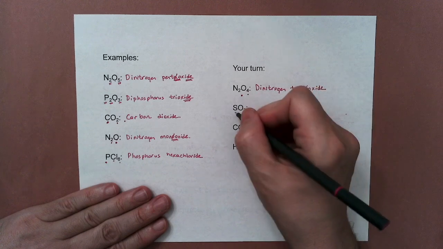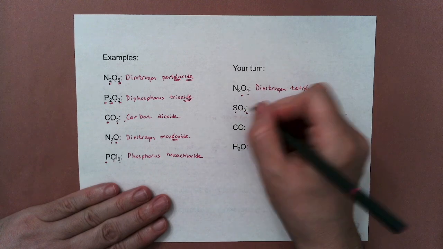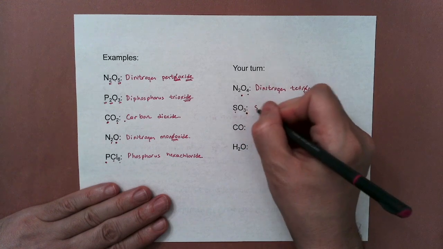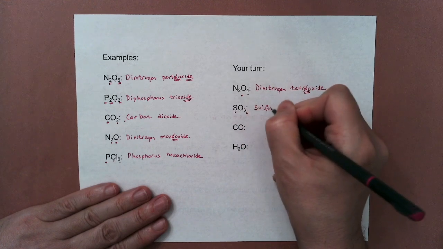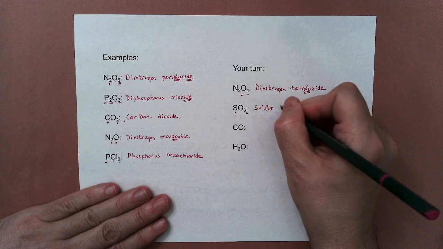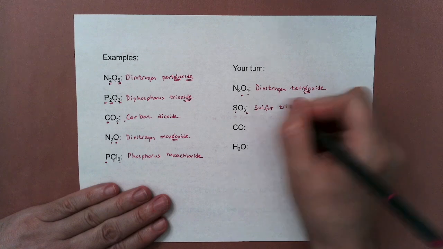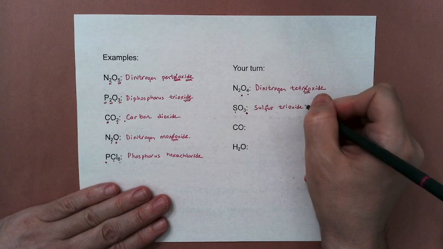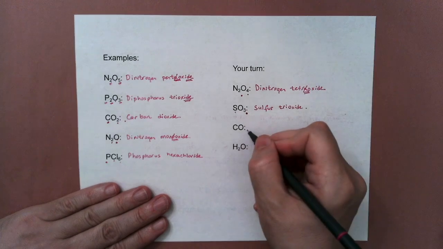Okay, so I have sulfur as the first nonmetal. When you have first nonmetal, only 1, you don't say mono, so it's going to be just sulfur. Then I have 3 oxygens, so 3 is going to be tri. And we have oxygen, so it's going to become oxide. Okay, now pause the video and try this one.